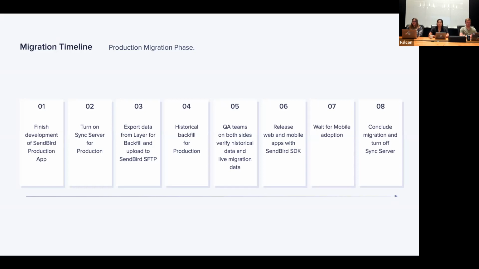So ideally by step 8, many users have updated your application. And this goes back to our timeline of September 30th as a recommended time to at least have the historical backfill and sync servers turned on. That way your users will have enough time, as of step 6 when you're releasing the web and mobile app, to begin migrating gradually between SendBird and Layer.